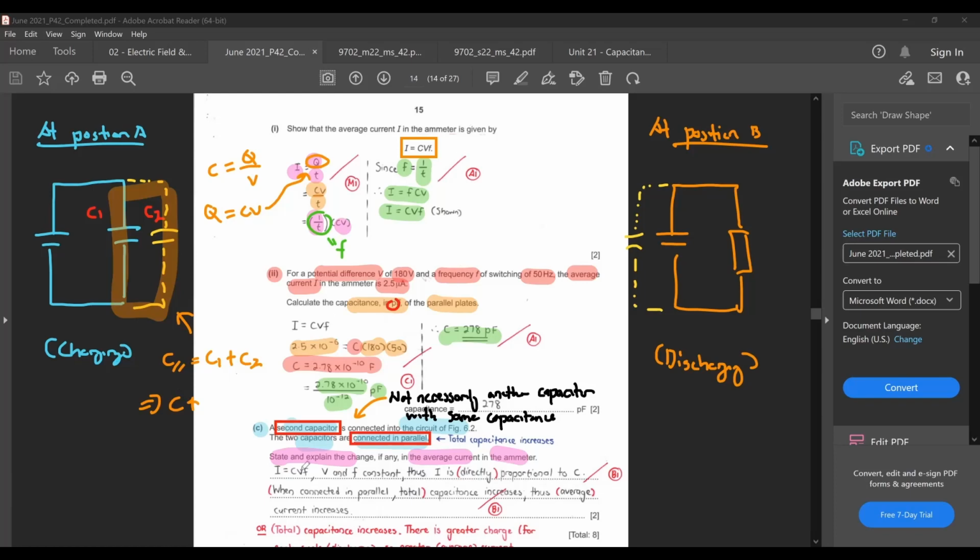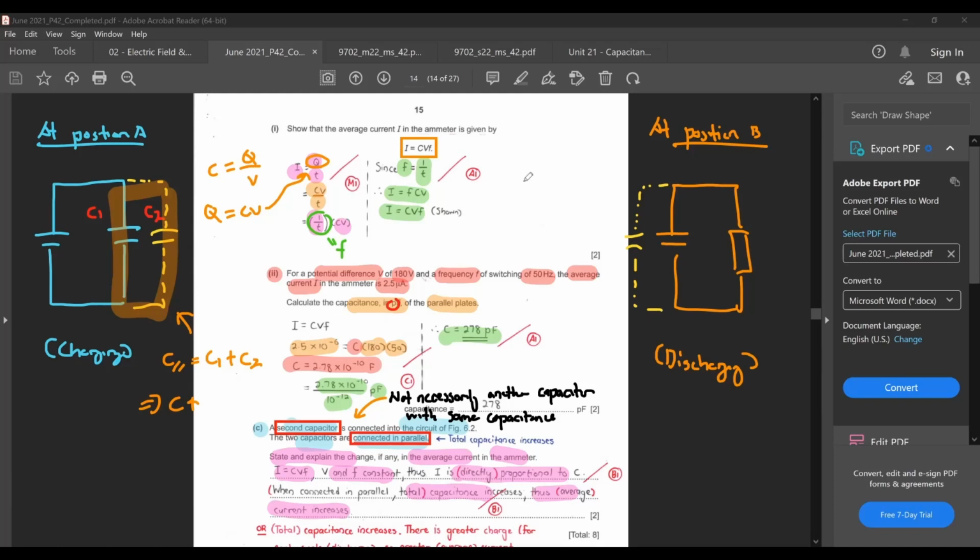So from the equation I equals CVF, your PD applied and your frequency should remain constant because there's nothing in the question that says that it has been changed. So V and F are constant, thus I is directly proportional to C. When your total capacitance increases, your average current must therefore increase.